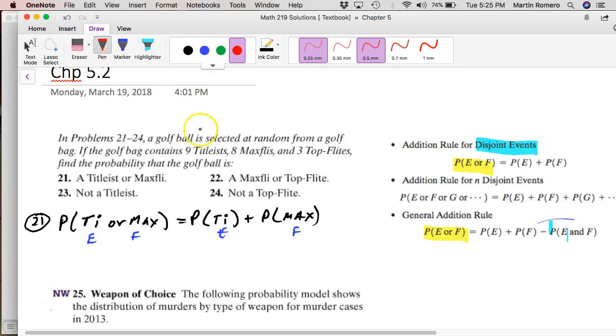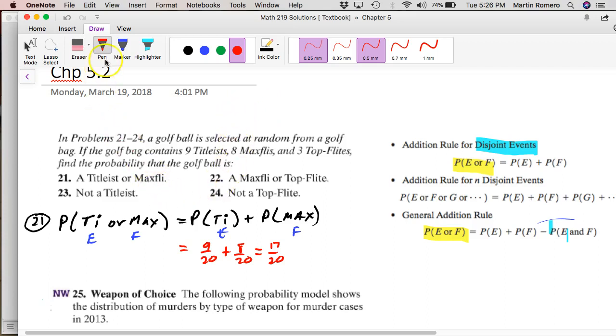In this case, the probability of a Titleist, you have 9 Titleists, and in total there are 20 golf balls. So this is 9 out of 20, plus the probability of a Maxfli, which is 8 out of 20. So the probability in this case is just going to be 17 out of 20. And remember, probability can be a fraction, a decimal between 0 and 1, or sometimes a percent.